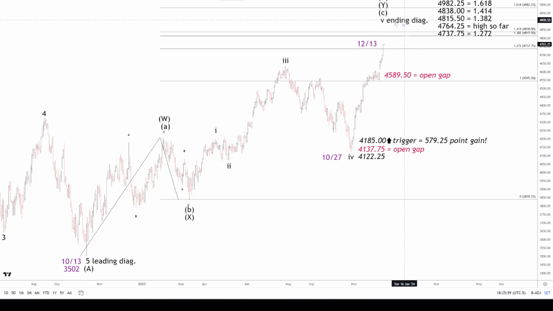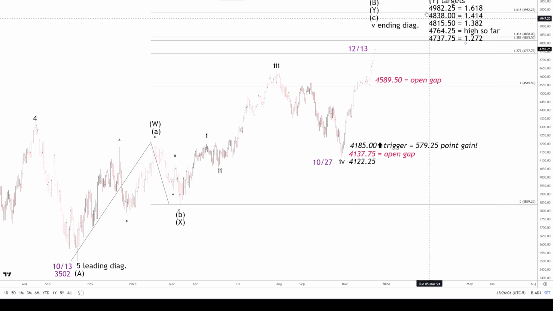I told you guys about the targets for Y. You can see, let me move that down a little bit. The Y targets there was the 1.272 right here at 47.37 3/4. There is the 1.382 above. You can see there 48.15. The 1.414 and the 1.618 takes us to new B wave highs.